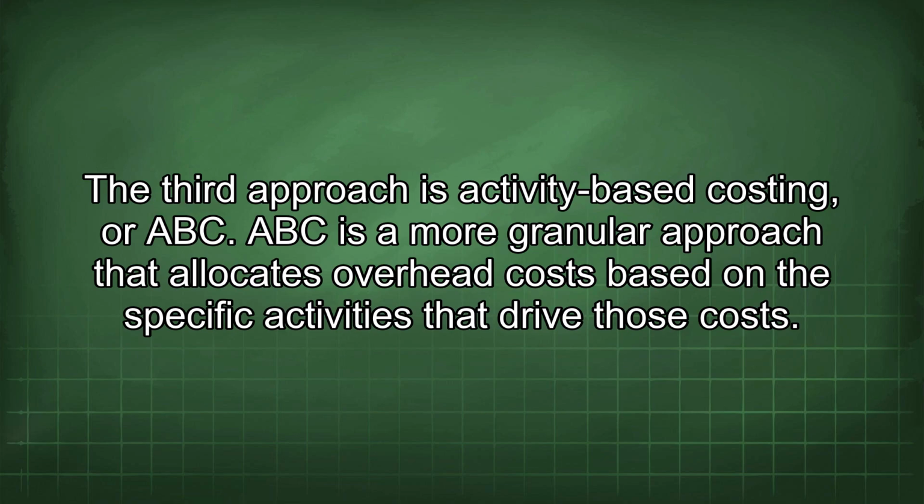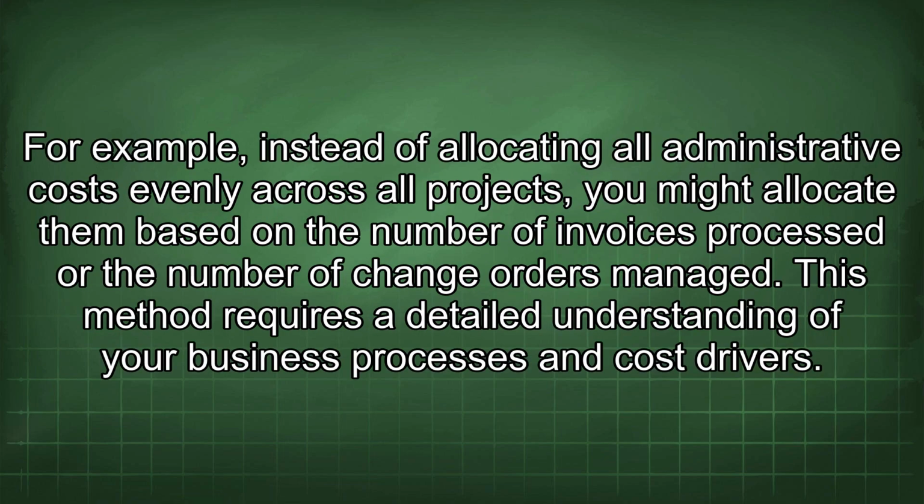The third approach is activity-based costing, or ABC. ABC is a more granular approach that allocates overhead costs based on the specific activities that drive those costs. For example, instead of allocating all administrative costs evenly across all projects, you might allocate them based on the number of invoices processed or the number of change orders managed.